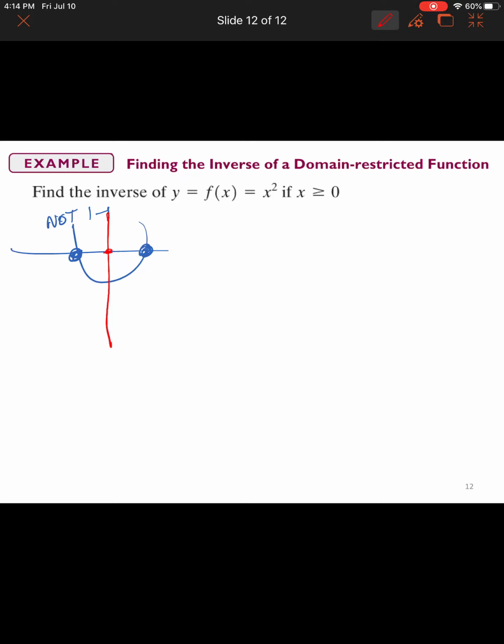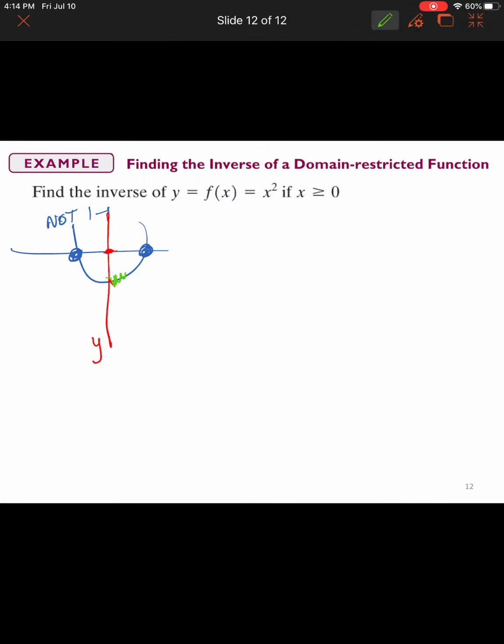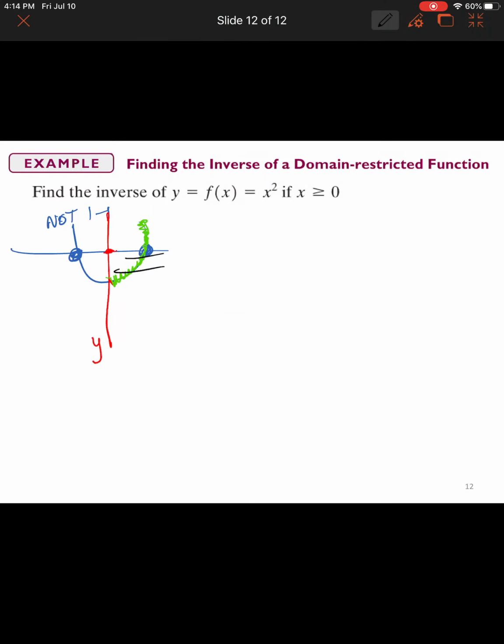and here's the y-axis, and it says I want all values of x greater than or equal to 0. So it's only focusing on this side. Now, if you draw a horizontal line through that, you're going to be one-to-one no matter where you hit. So that's what it's talking about, the restricted domain for this function. And this is an easy problem.